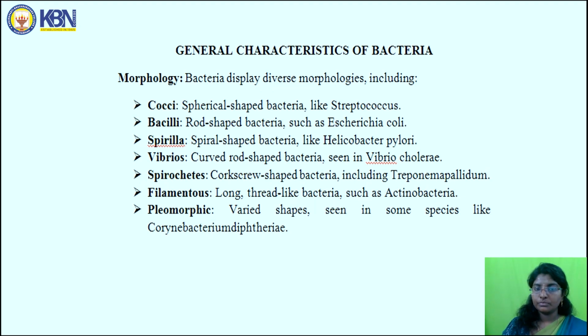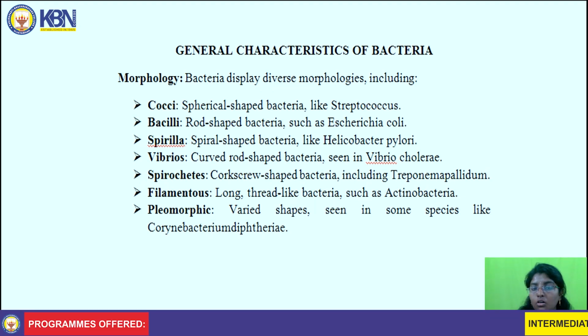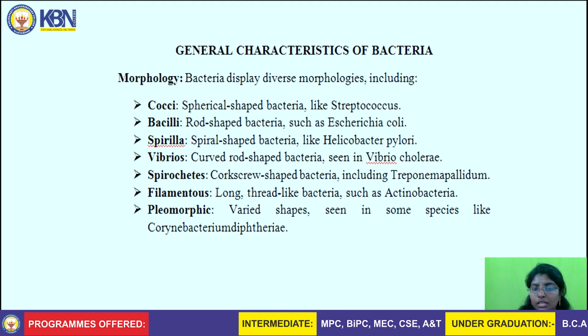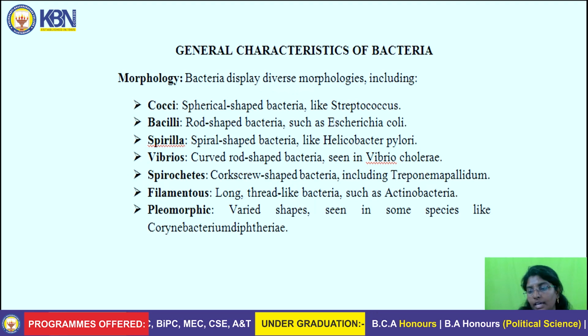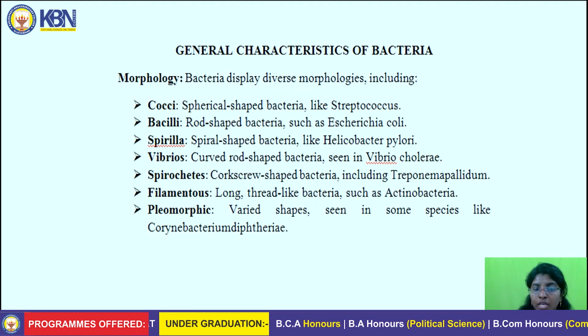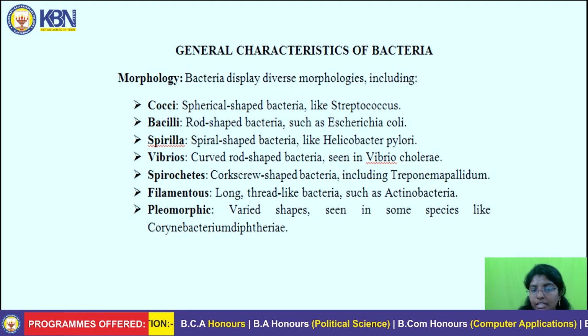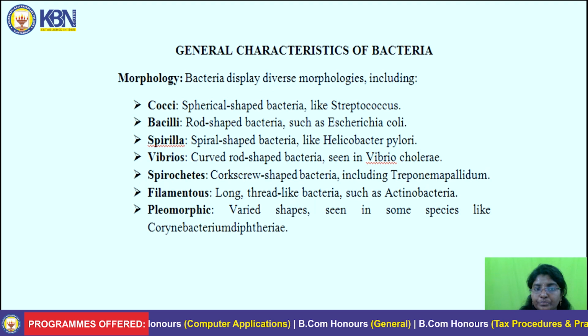Vibrio is a curved rod shaped bacteria seen in Vibrio cholerae, and spirochetes are corkscrew shaped bacteria, including Treponema pallidum. Filamentous means long thread-like bacteria, for example Actinobacteria. And pleomorphic bacteria, which can change shape within the same species, like Corynebacterium diphtheriae.